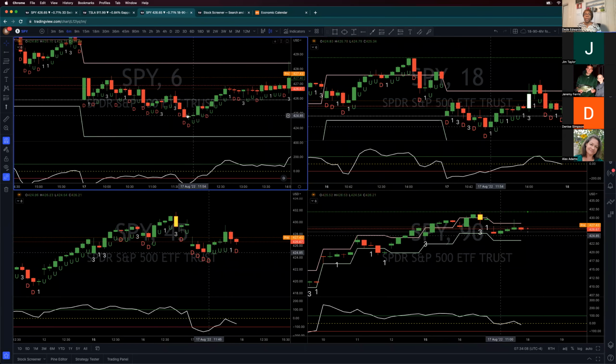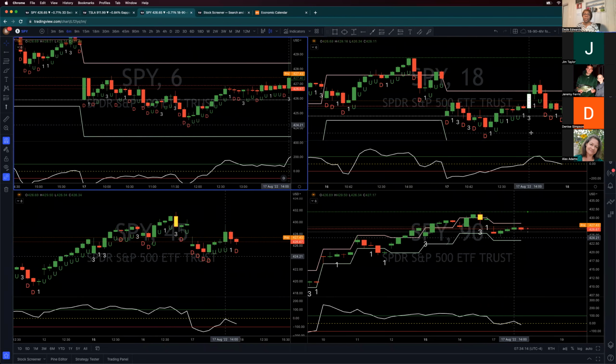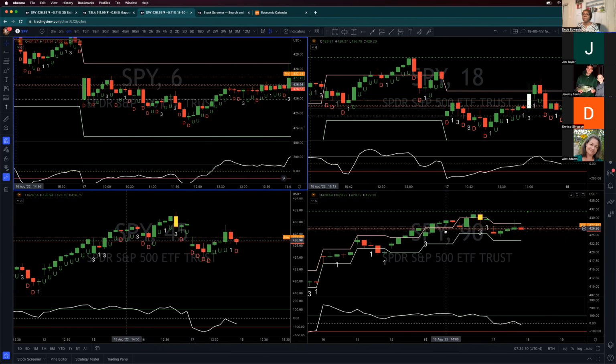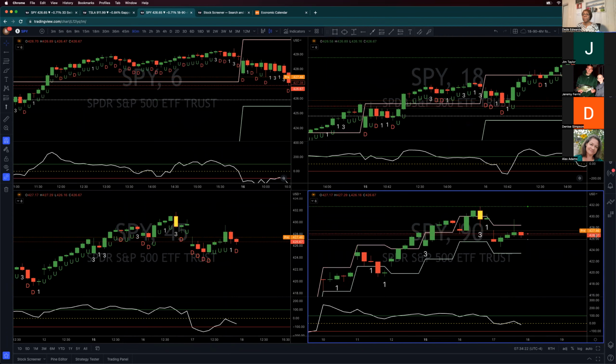I probably would have gotten out when it crossed back above this. I don't like that trade. It comes back down. I'd have probably taken a loss on that. And then again, you look back at the 90-minute reversal.